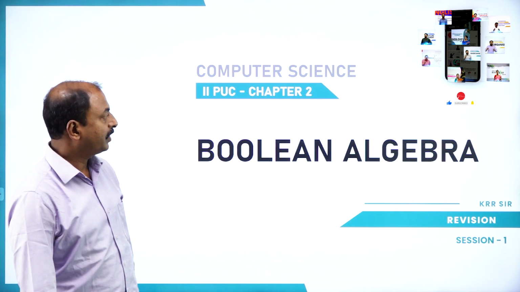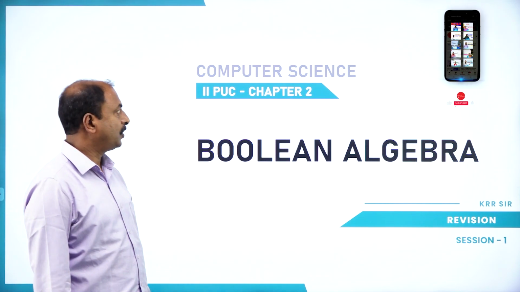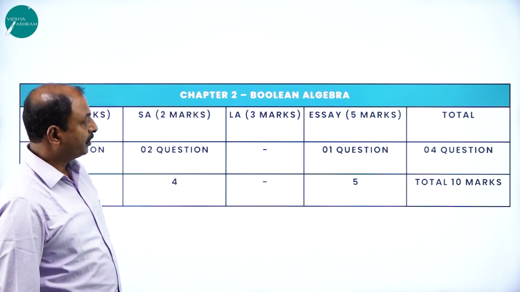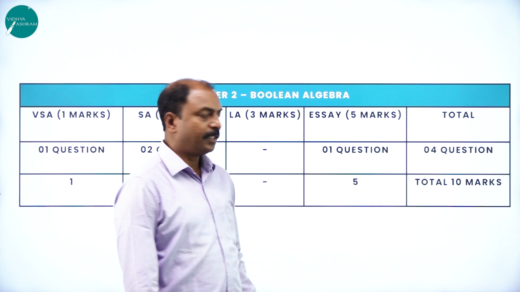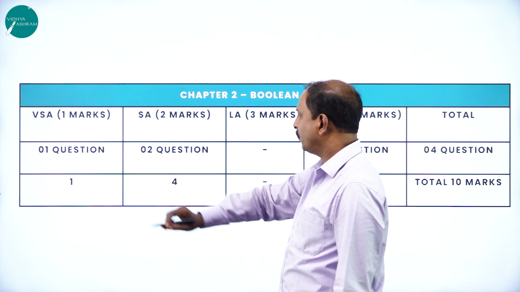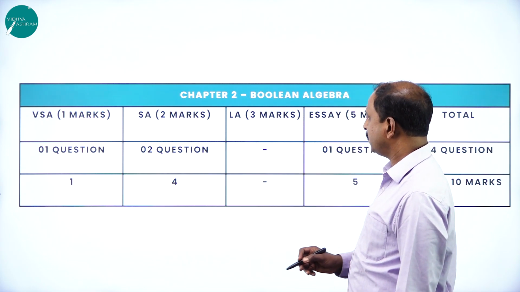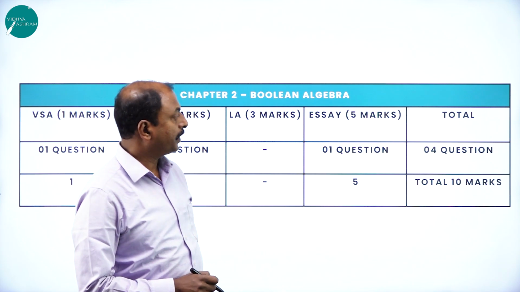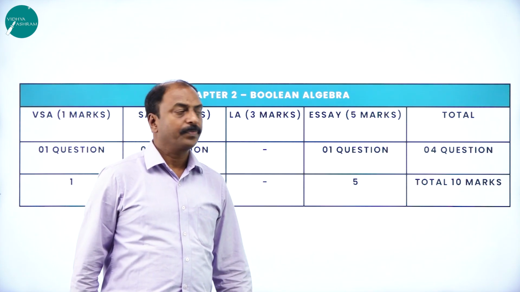Students, let us start our revision classes with the chapter Boolean Algebra, chapter number 2. The weightage of the chapter is 10 marks. Here, there is one MCQ, and there are two 2-marks questions for 4 marks, and one 5-marks question. So the total weightage of the chapter is 10 marks.